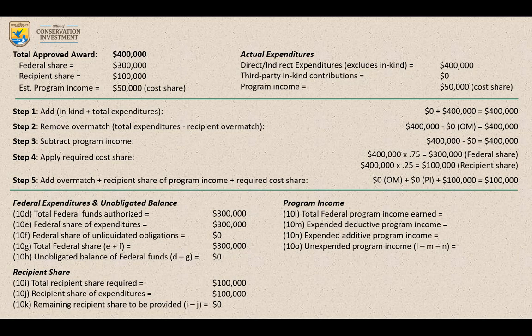Fields 10L through 10O provide information about the federal share of program income earned under the award as of the reporting period end date. Because the program income earned was handled using the cost-sharing method, there was not a federal component to the program income. As a result, fields 10L through 10O are all 0.